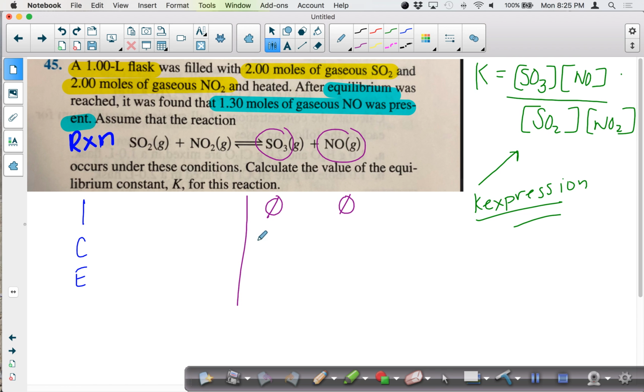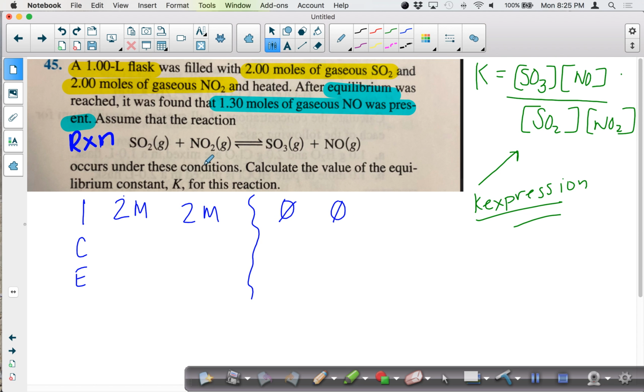Remember that our reactants and products are sort of on opposite sides here. Whichever one increases, the other one will decrease, so we want to keep those separated. We do moles divided by liters to get molarity, because for these charts we're always going to do it in concentration.